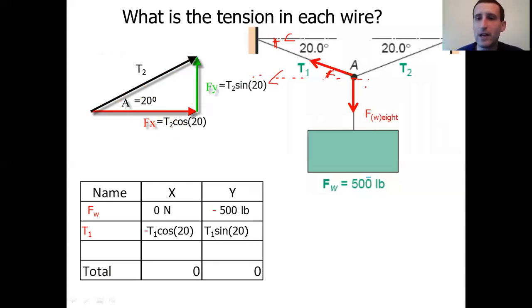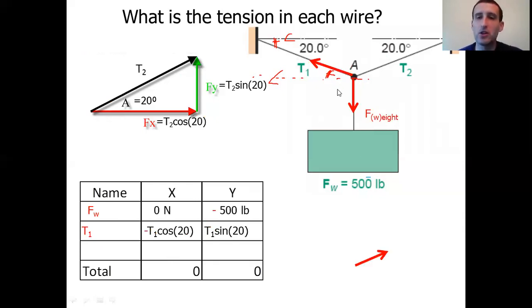So this is the triangle for T2, but for T1, it's the same thing. It's just flipped around the other direction, right? T1 is running this way, so X is running this way and Y this way. So we're going to call that T1, and it's going to be cosine for the X, but we're pulling to the left. So left for X is negative, so we have a negative sign there. But we're going up for Y, and up is positive, so there's an implied plus there. There's not a negative, we assume it to be positive.